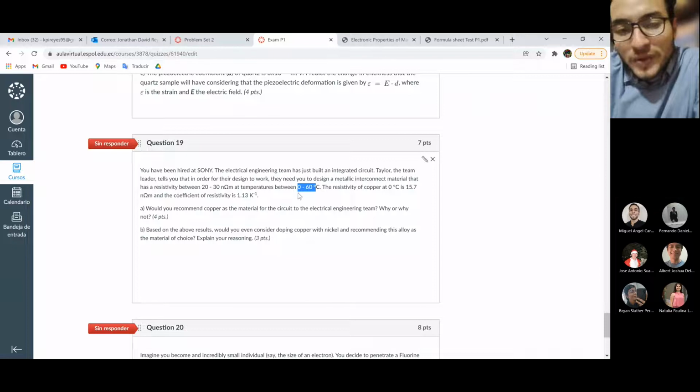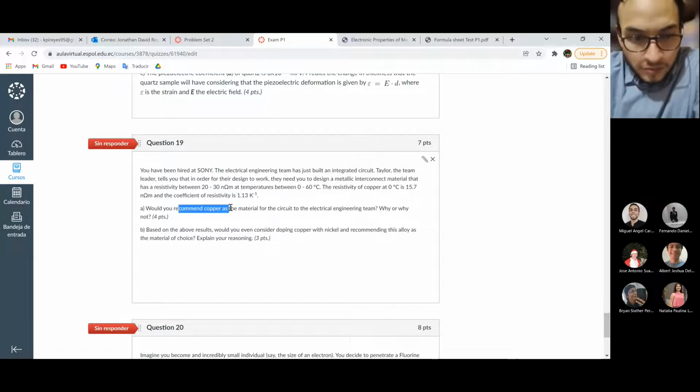But then you solve it for 60, and then you realize that it actually doesn't reach 30 at 60 degrees. So then you can say, no, I wouldn't recommend copper, right? So you solve and you get a resistivity value less than 30, I remember. I don't remember the exact value, but you will get a value that's less than 30. And therefore, you can say, no, I wouldn't recommend copper, right?